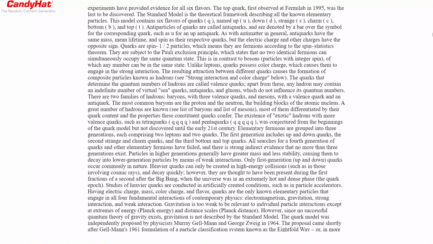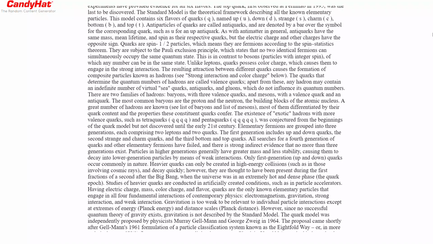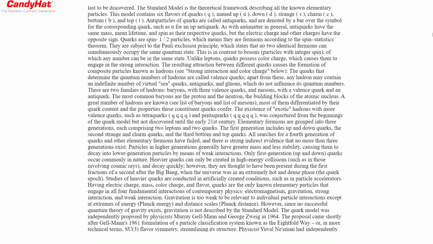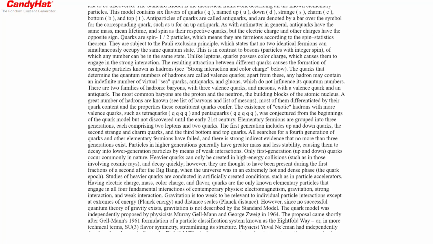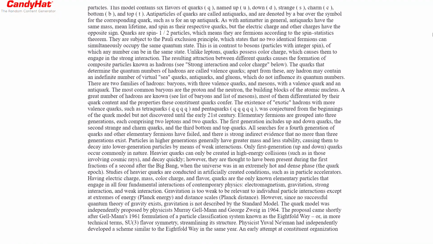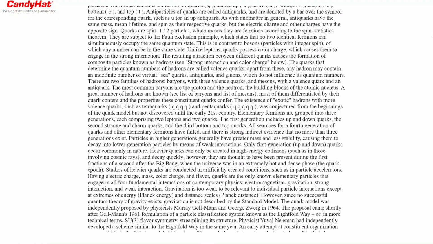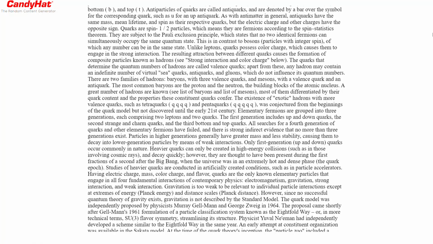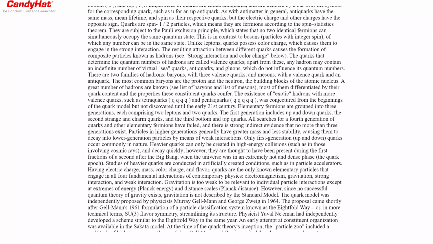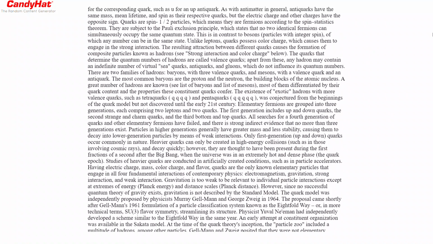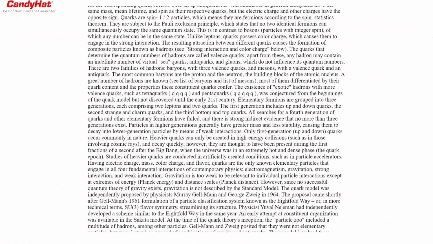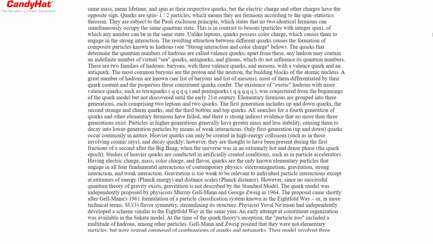The Quark model was independently proposed by physicists Murray Gell-Mann and George Zweig in 1964. The proposal came shortly after Gell-Mann's 1961 formulation of a particle classification system known as the Eightfold Way, or, in more technical terms, SU(3) flavor symmetry, streamlining its structure. Physicist Yuval Ne'eman had independently developed a scheme similar to the Eightfold Way in the same year. An early attempt at constituent organization was available in the Sakata model at the time of the quark theory's inception.